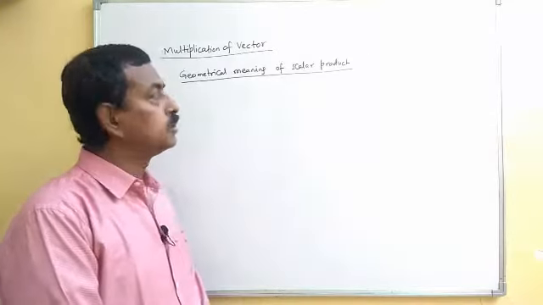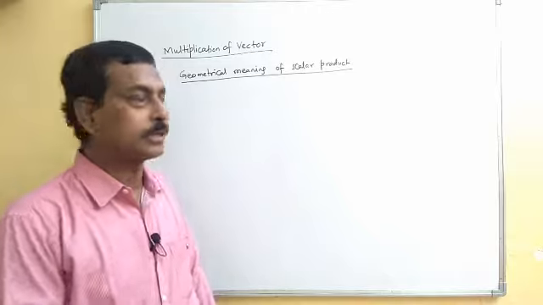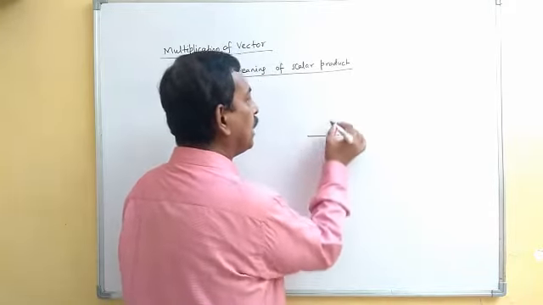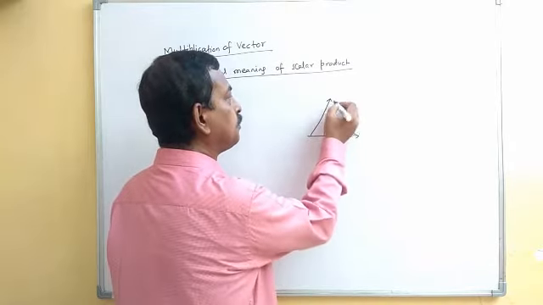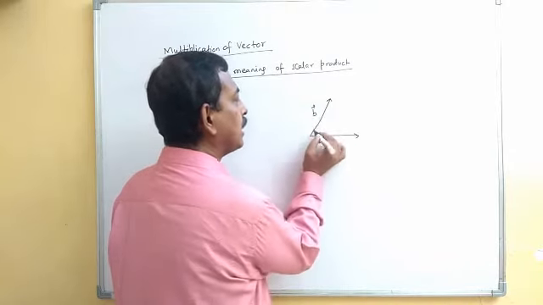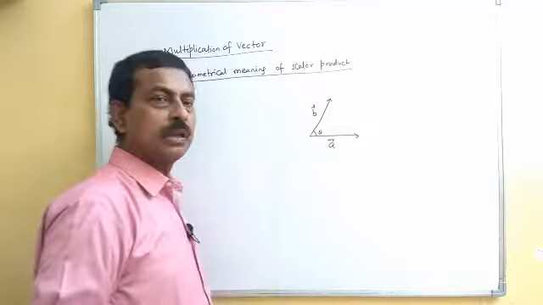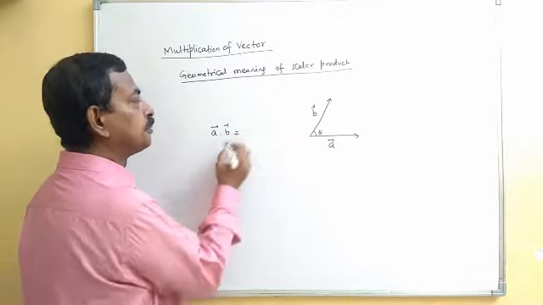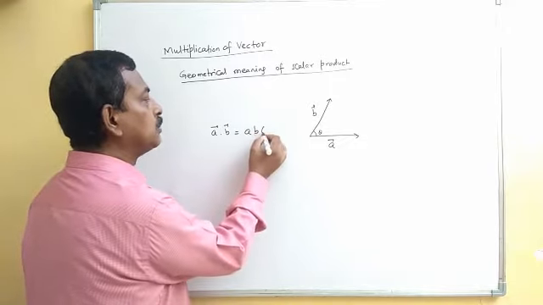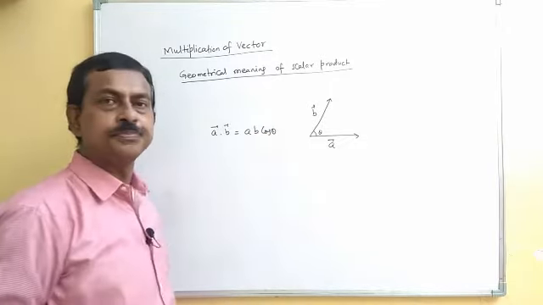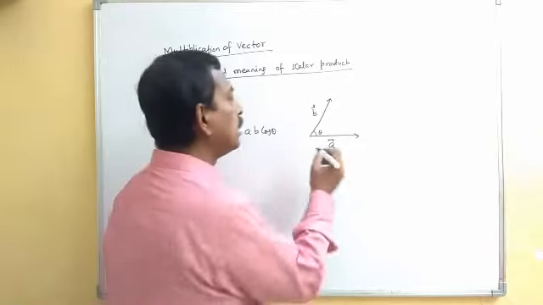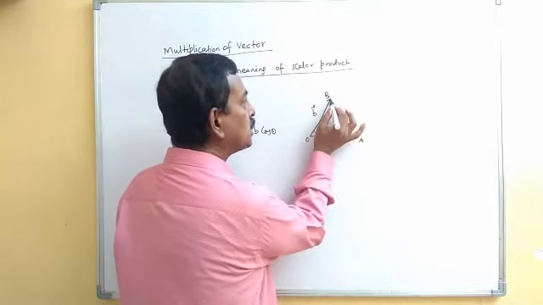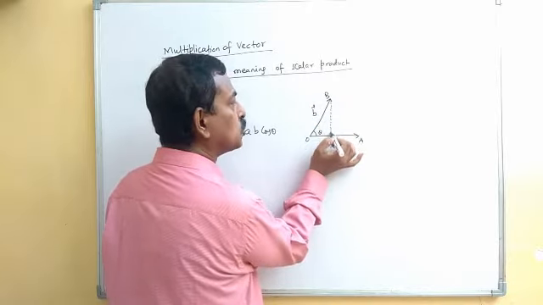Let's now take the geometrical meaning of a scalar product. Here, suppose you have the vector A, and this is your vector B, inclined at an angle theta. We say that the dot product of the two is given as AB cos theta. So here, if you consider now, this is your A and this is your B. Suppose I drop a perpendicular from this one.